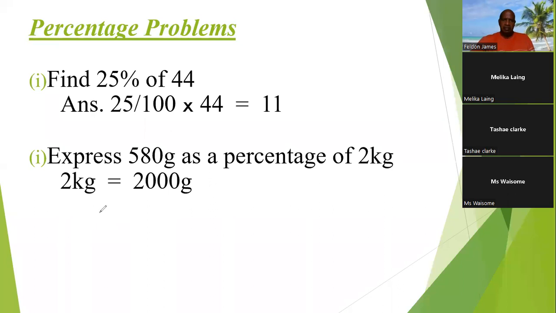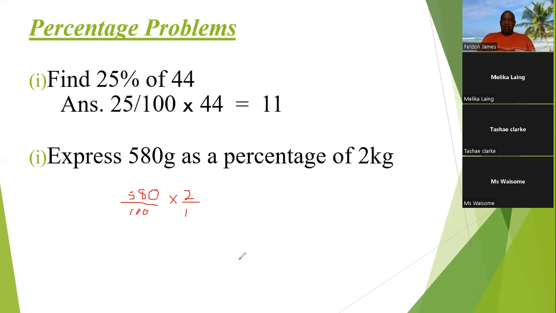Okay, sir. First, I put 580 over 100. Uh-huh. And then I multiply that by 2 over 1. After I do that, 580 over 100, yes, sir. And then you multiply by 2 over 1. All right.